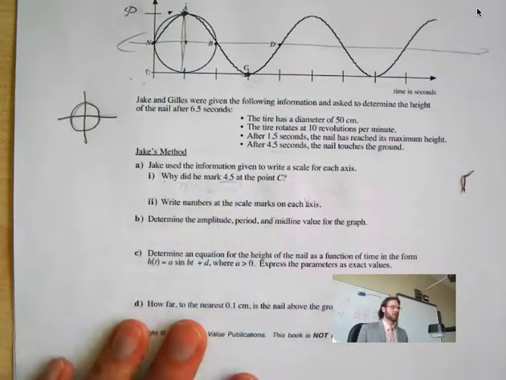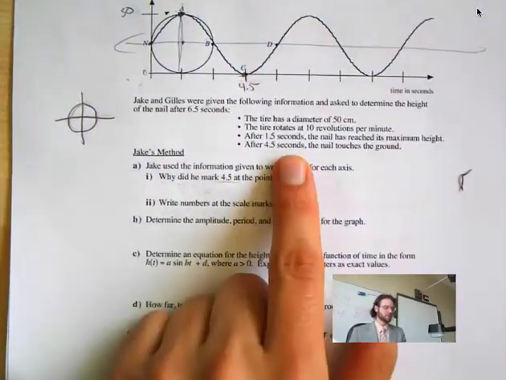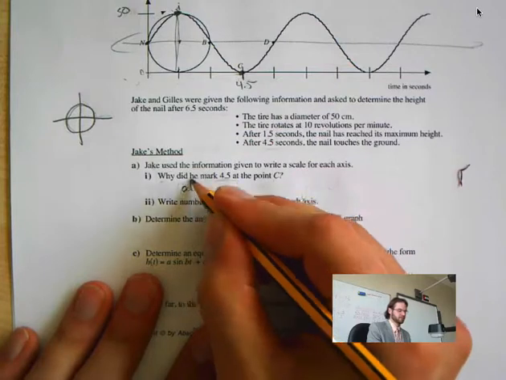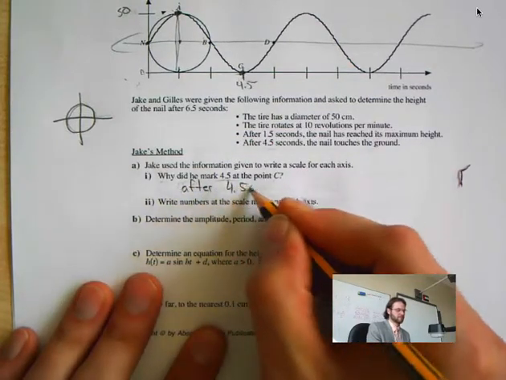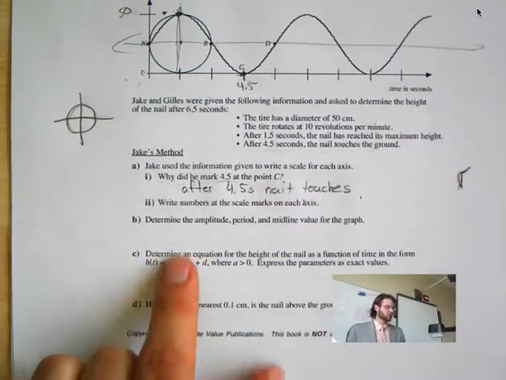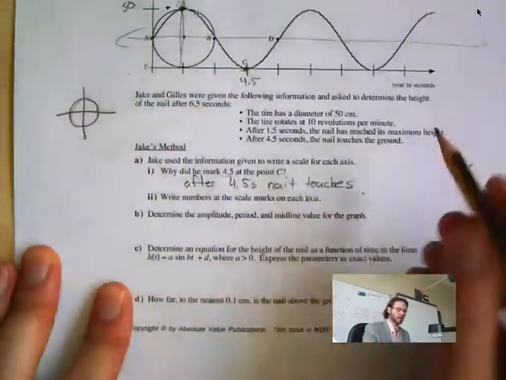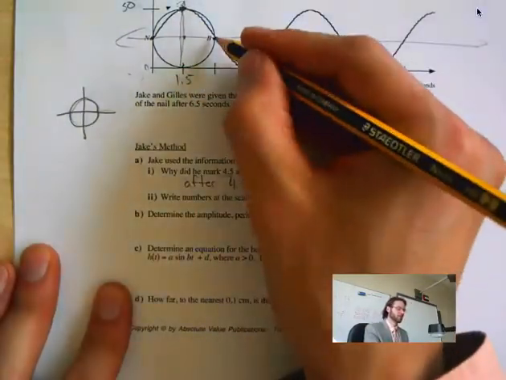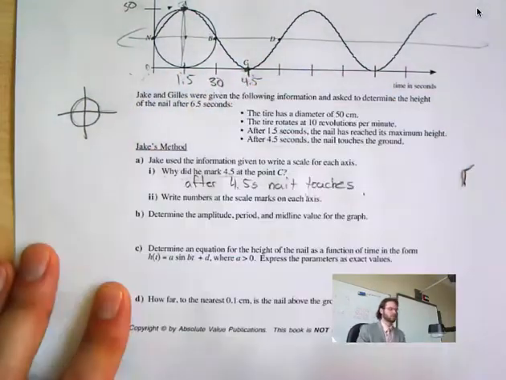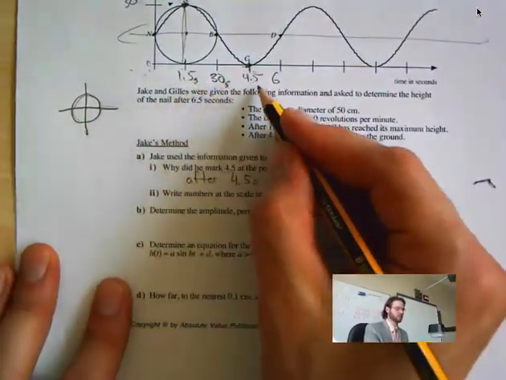Why did he mark 4.5 at point C? Because after 4.5 seconds, the nail touches the ground. That's simple. And when it touches the ground, that's our minimum. Next part says write the numbers at the scale mark of each axis. So that's 4.5. My max is right here, 1.5. The middle in between must be 3, since we're counting by 1.5s. D is going to have to be 6. These are seconds, seconds, seconds, seconds.